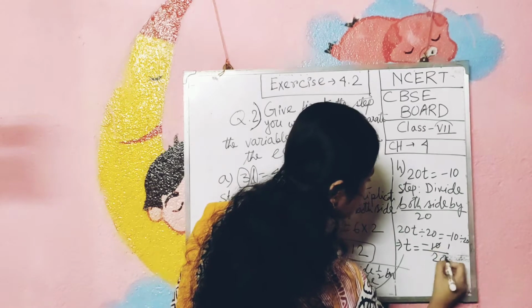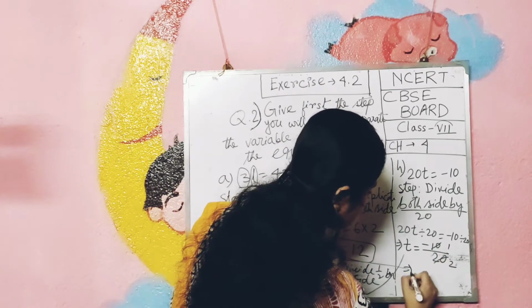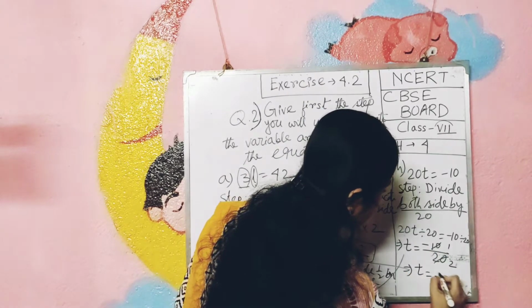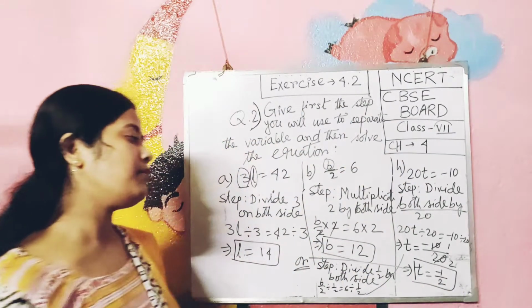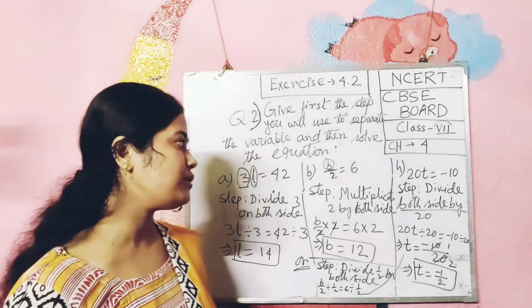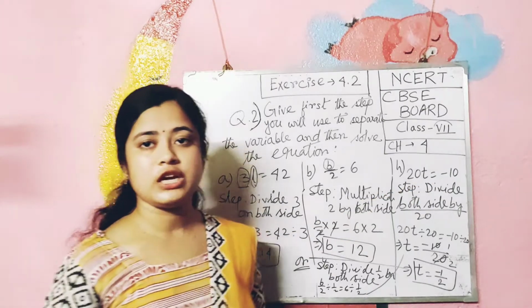So 10 ones are 10, 10 twos are 20. So what will be the answer of t? t will be minus 1 by 2. The variable answer, minus 1 by 2, is the value of the equation.